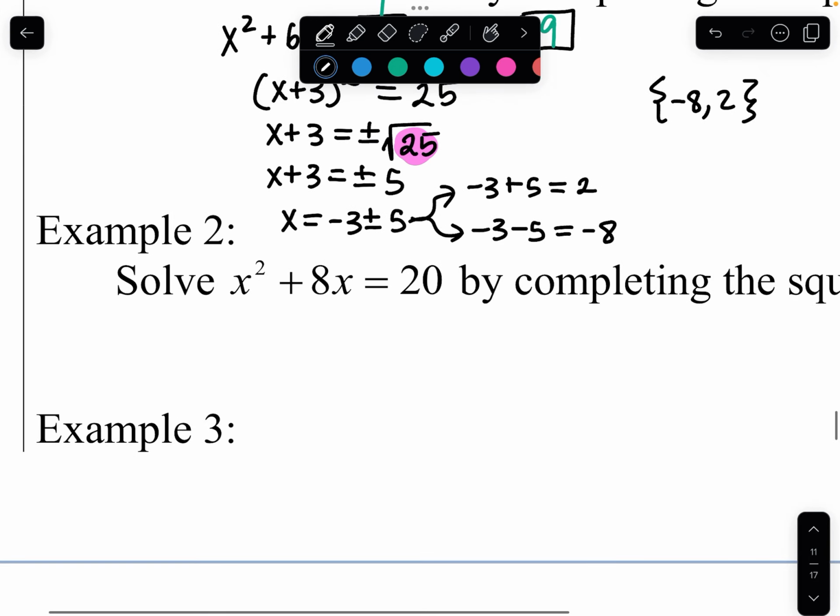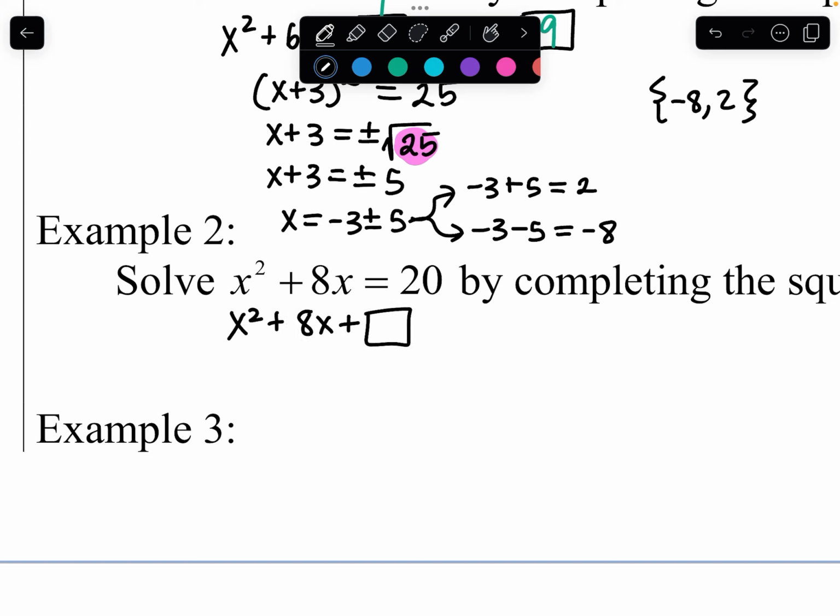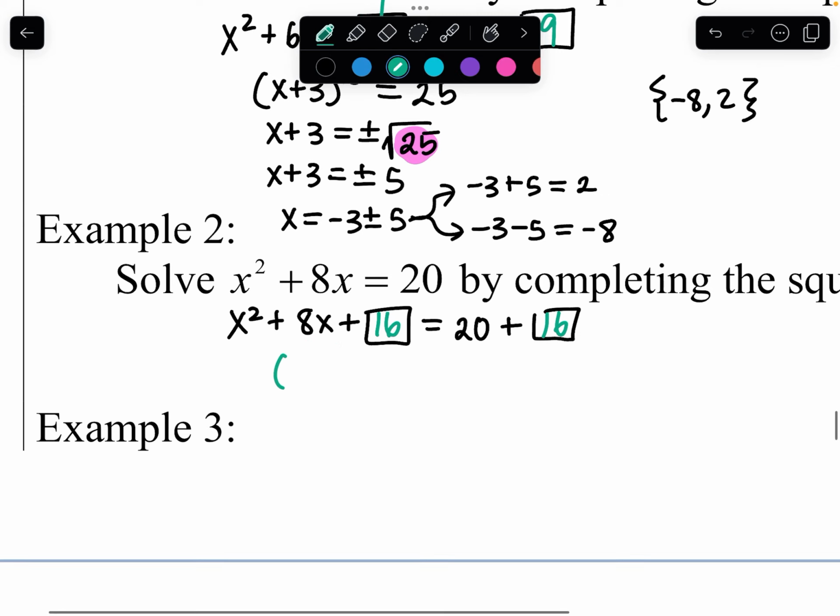Okay, for this next one, same thing. We are set equal to our constant. And so we're going to add a new c value to the left and the right. Half of b would be 4, and then we square it to get 16. And so 16 is the number that goes in the box. That means the left side is going to factor to x plus 4 squared. And the right side simplifies to 36.